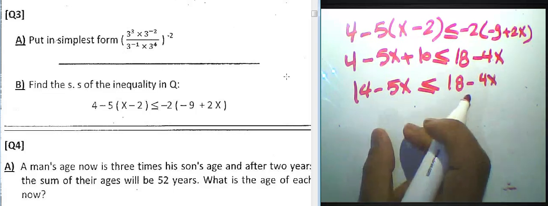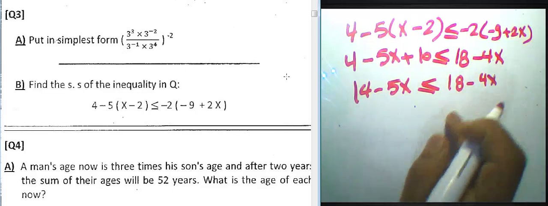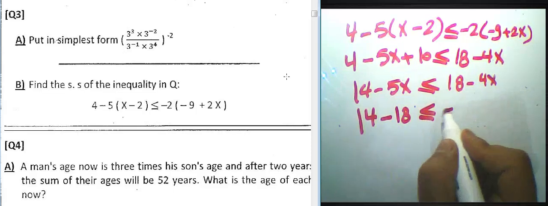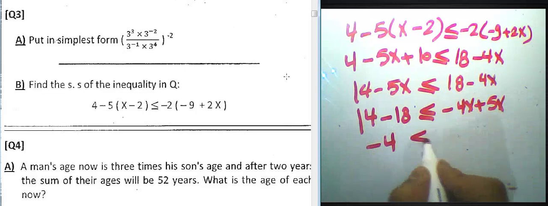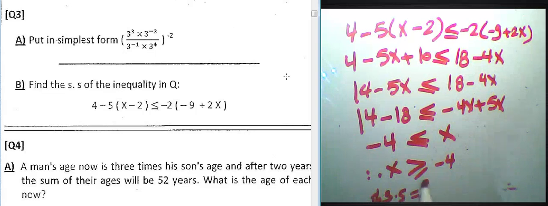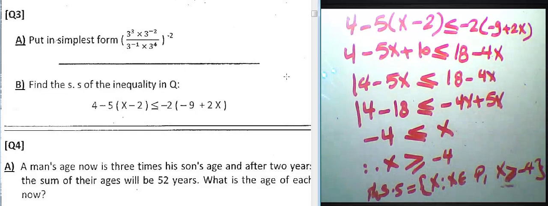Okay, we must move negative 5x to the side of negative 4x, and 18 will come here. So we write 14 subtract 18 less than or equal to negative 4x plus 5x. 14 minus 18 equals negative 4, less than or equal to negative 4x plus 5x, which equals x. Then x will be greater than or equal to negative 4. So the solution set will be equal to x such that x belongs to the rational numbers and x is greater than or equal to negative 4.